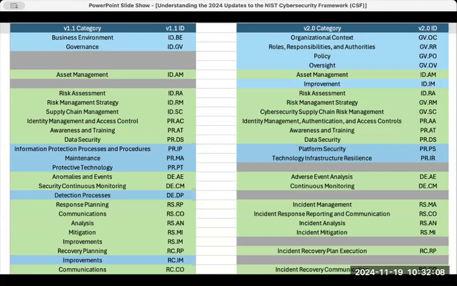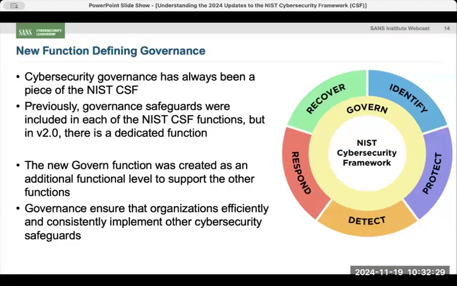We see things like, originally, in the identify section, statements around business environment and governance, basically setting up a standard for how we're going to establish the context for the cybersecurity program. Well, then what they did, of course, is they created all of these new functions, the govern function itself. And now we've got these different sections, and you can see those reflected. Also, that govern section is of course the big thing here. Previously, a lot of these statements were in place, and you'll see that a lot of these were included in the other areas.